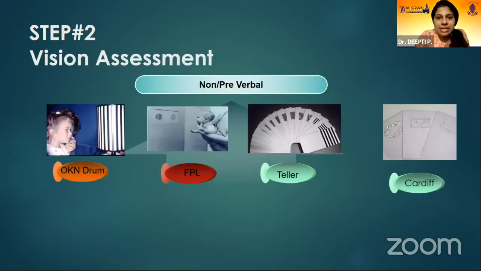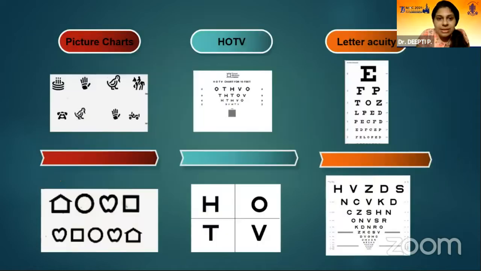Vision assessment, the age appropriate vision assessment, for example, up till 2 years of age, any of these can be used like optokinetic nystagmus, Teller or the Cardiff acuity charts. And after 2 years of age, we can shift them to Lea symbol chart or to HOTV chart and the letter acuity once they reach school going age group.